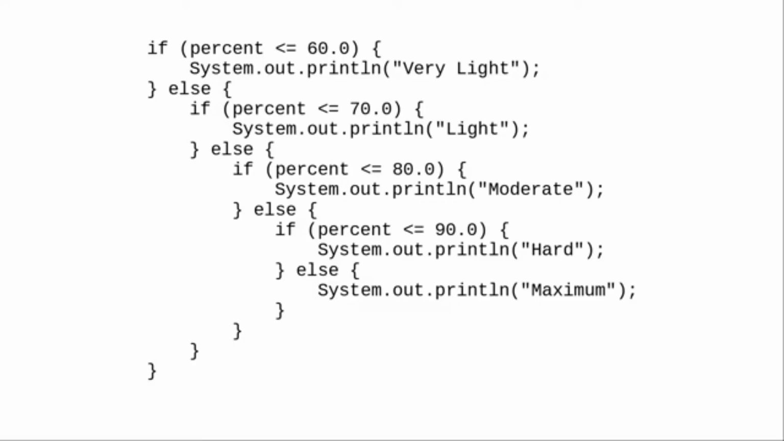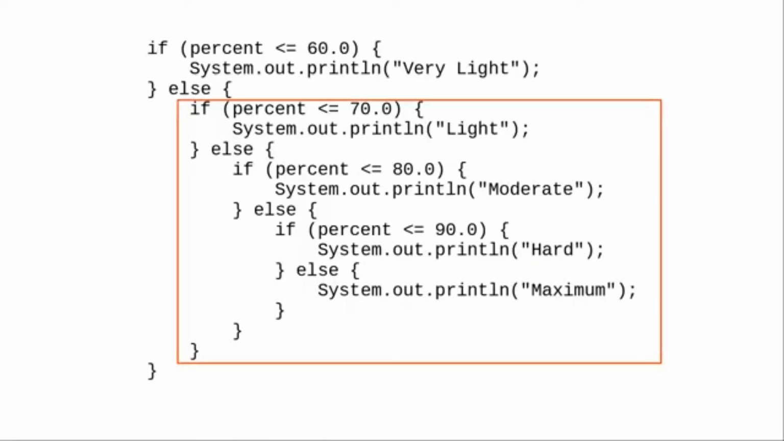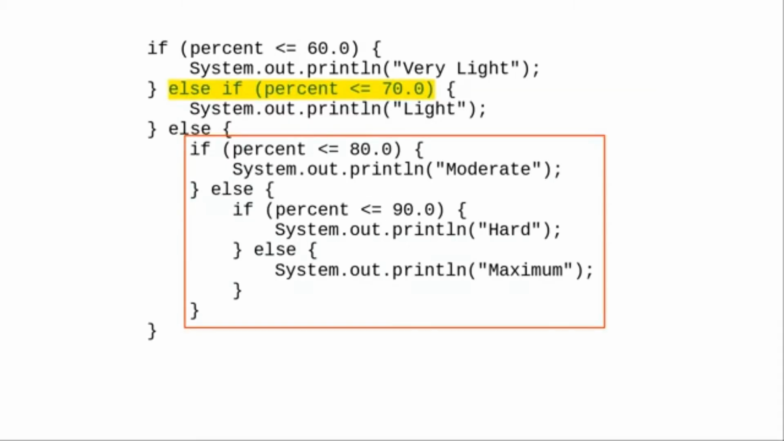There's nothing wrong with indenting and putting braces around this chain of if-else statements. But if we had a couple more heart rate levels, we'd be marching off the right-hand side of the screen. Remember I said this in a preceding video, braces in all the places? Now it's time to amend that. Braces in almost all the places. The block that's outlined in red is really one gigantic statement. So I'm going to set aside the rule of always using braces and join the else to the preceding if.